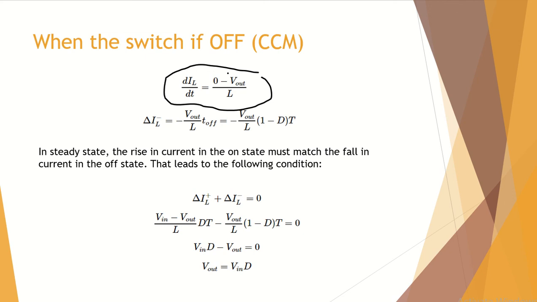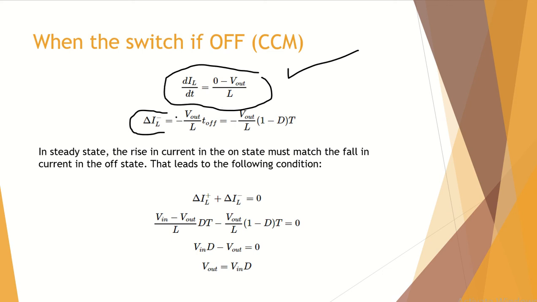Simply, V input goes to 0, so the formula becomes di by dt is equal to minus V out divided by L. And the other way to realize this: because the inductor opposes the instantaneous change, it will reverse its polarity. So because of this, we have di by dt is equal to minus V out divided by L. When you apply KVL, you get this one. So this is del IL negative, after the switch is open.